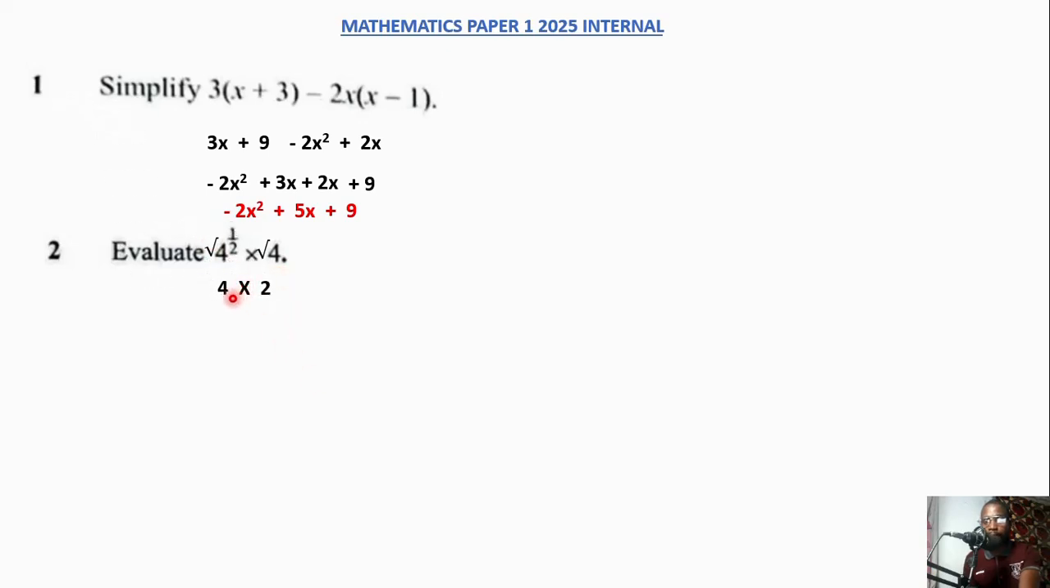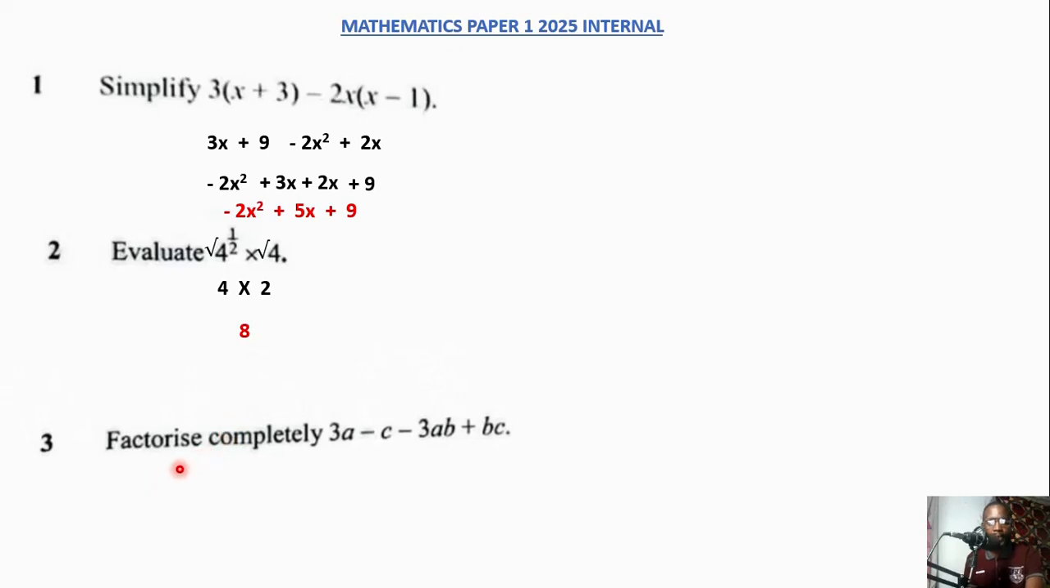So here what I've just done is that this square cancels with that power, and we have the 4 alone, which is there, multiplied by the square root of 4. The square root of 4 is 2. And when we multiply this 4 by 2, we have our final answer as 8. These are very, very simple questions you'll find in paper 1. You don't even need to waste much of your time. Alright, let's proceed to the next question.